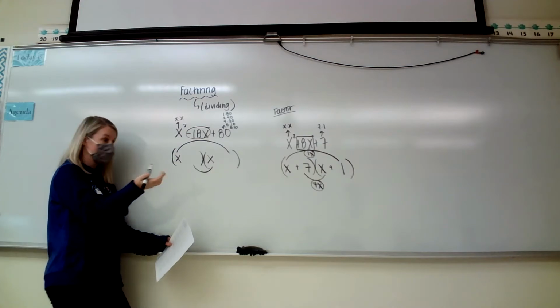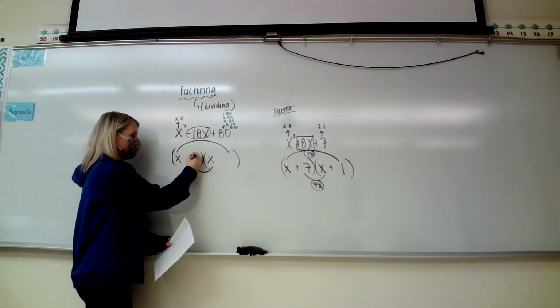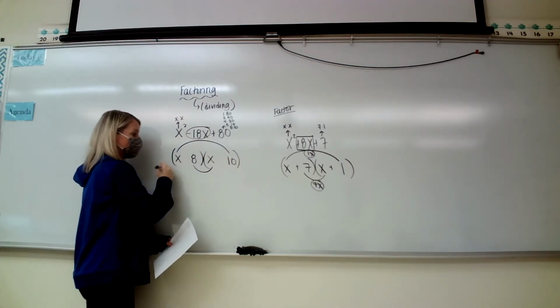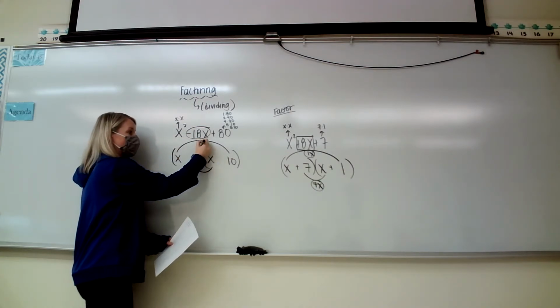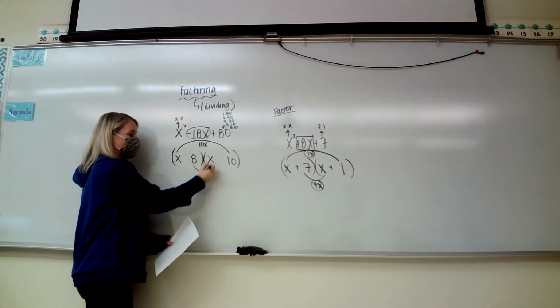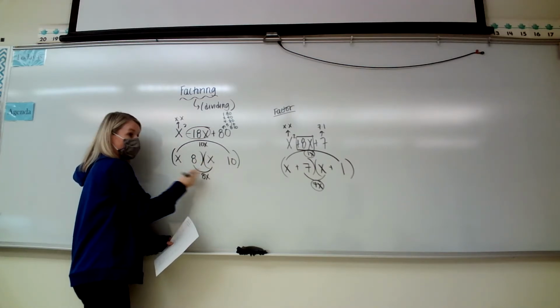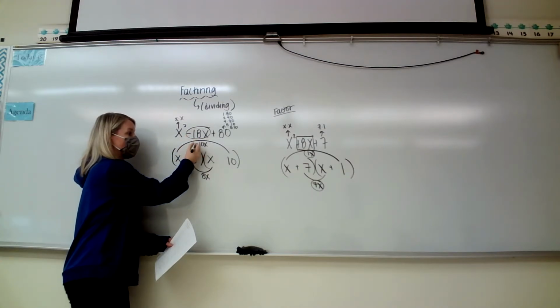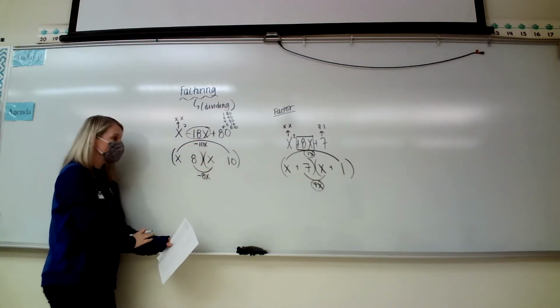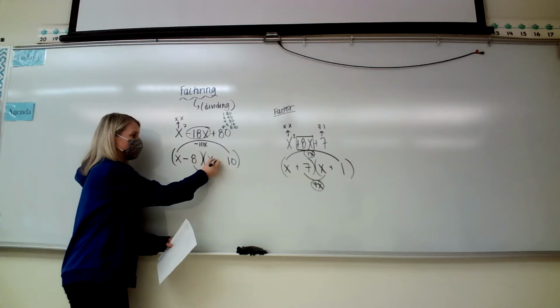Yes, sir. 8 and 10. This gives me 10x. This gives me 8x. And I can change signs. I can do positives, negatives. And if I want negative 18, if both of those are negative, that gives me negative 18 when I combine them. So you just put minus signs in.